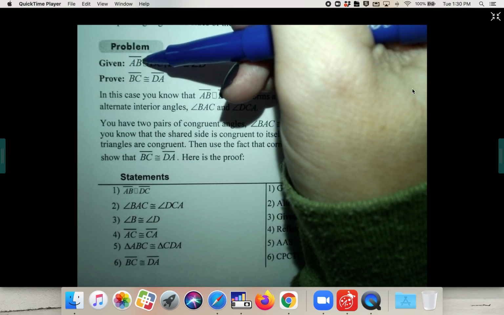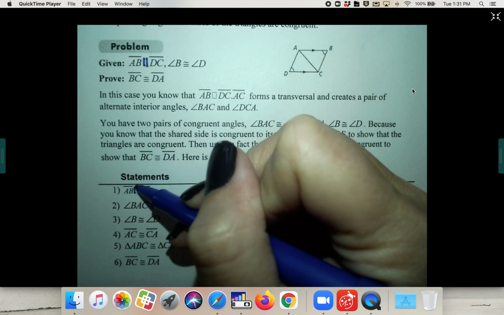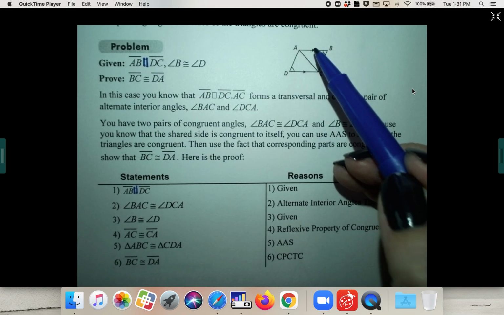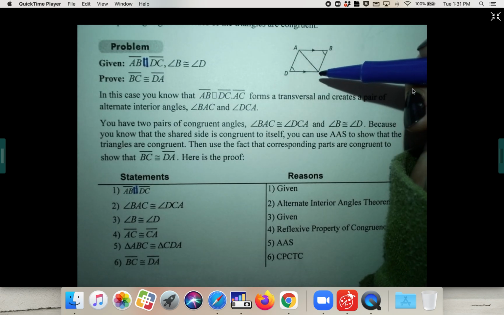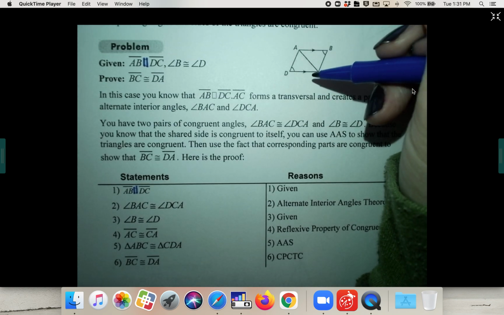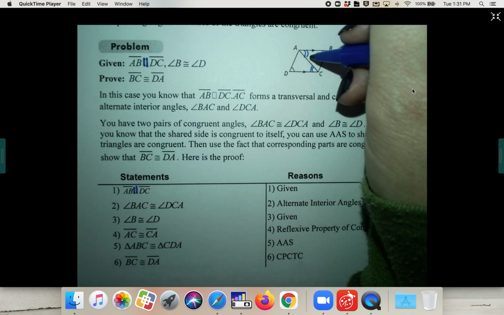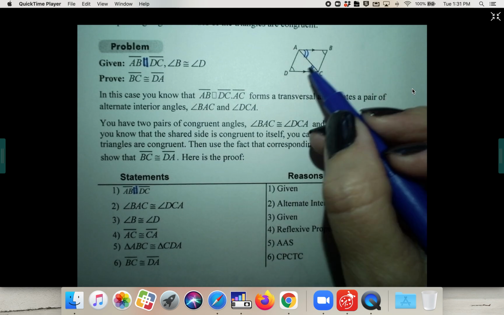I'm not sure why it didn't copy, but this box should have been parallel lines. So one of the givens is that side AB is parallel to DC, and that's already marked up. They've got the little triangles here. So that's given. Angle BAC is congruent to angle DCA by alternate interior angle theorem. So let's think about that. If you have these two parallel lines and they're cut by a transversal, that makes this angle congruent to this angle because they are alternate interior angles. So they went ahead and wrote all that, but I marked it up.